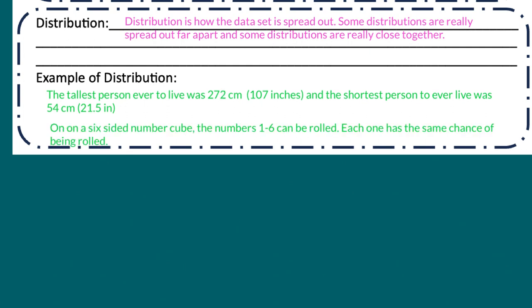An example of a distribution that is not spread far apart at all is thinking about a dice. On a 6-sided number cube, the numbers 1 through 6 can be rolled. Each one has the same chance of being rolled. So if I rolled a 1, I had a 1/6 chance of rolling a 1. Same thing with rolling a 2. It's a 1/6 chance. So is 3, so is 4, so is 5, so is 6. So this distribution is 1/6, 1/6, 1/6, 1/6, 1/6, 1/6. So it's the same distribution. This distribution is not spread out at all. It's the same for everything. So that would be like a closer distribution.